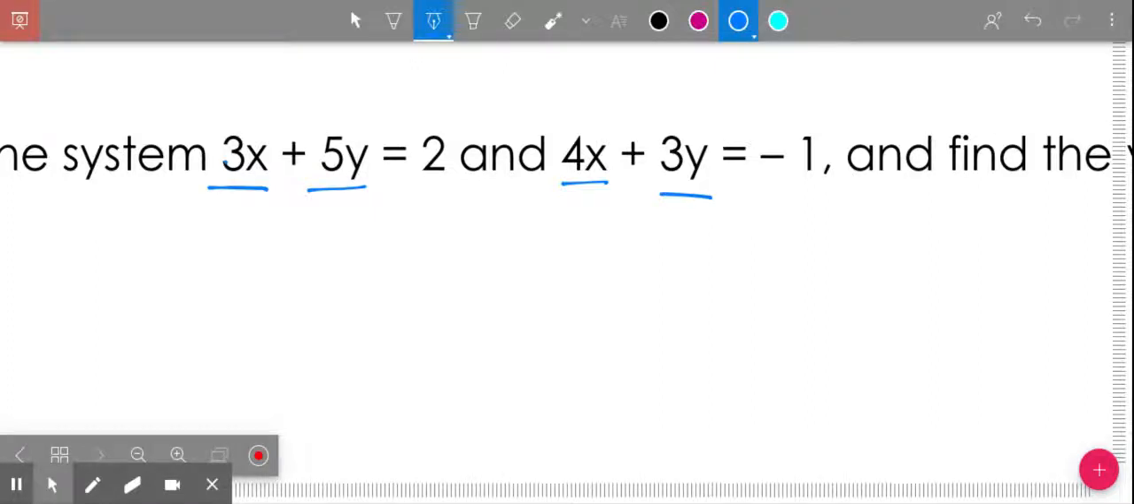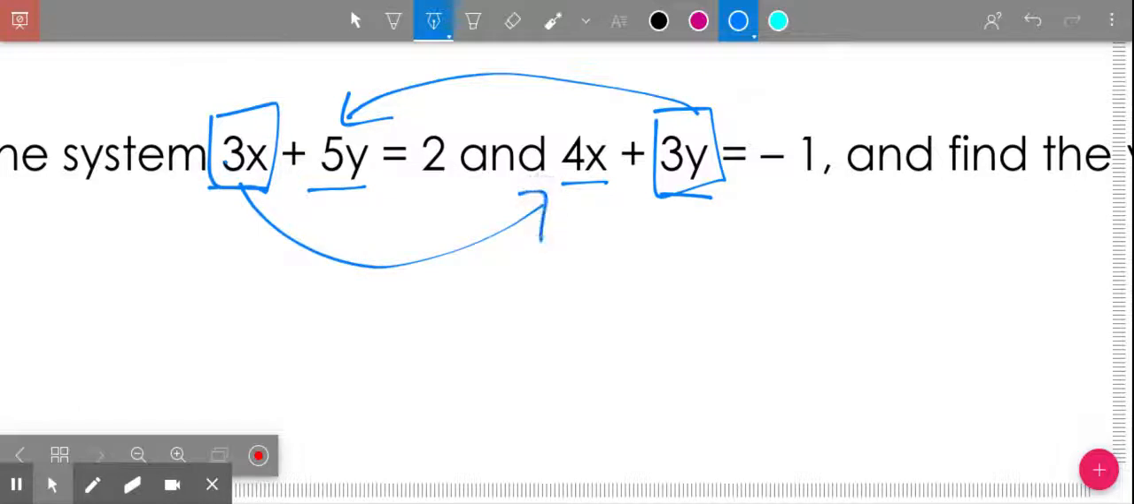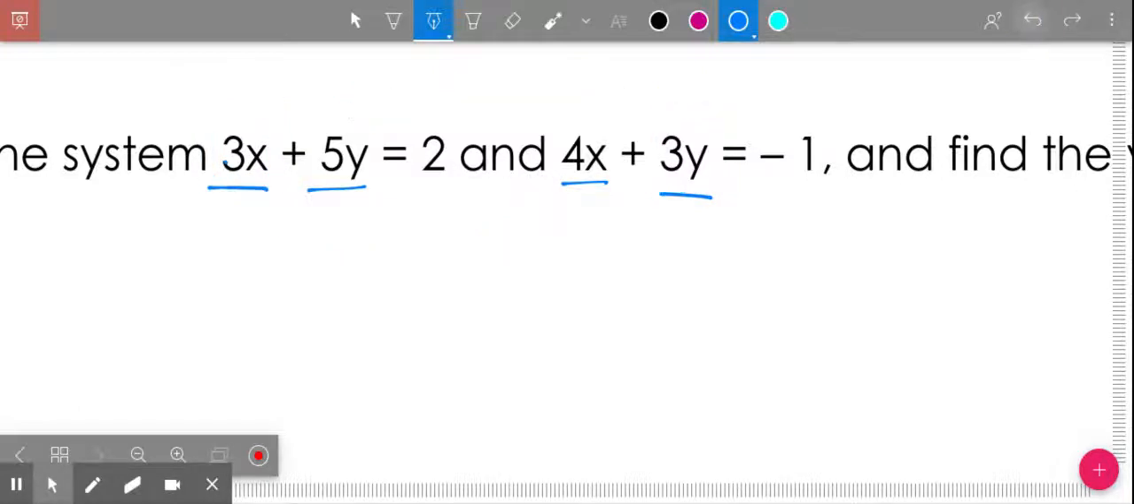Notice also that I can't multiply any of those equations by just one thing to make them cancel. Because I can't multiply 3 by anything to get to 5, and I can't multiply 3 by anything to get to 4. It just doesn't work. So what I'm going to have to do is multiply both equations by something. I'm just going to look at my first coefficients with the x's. I have 3 and 4.